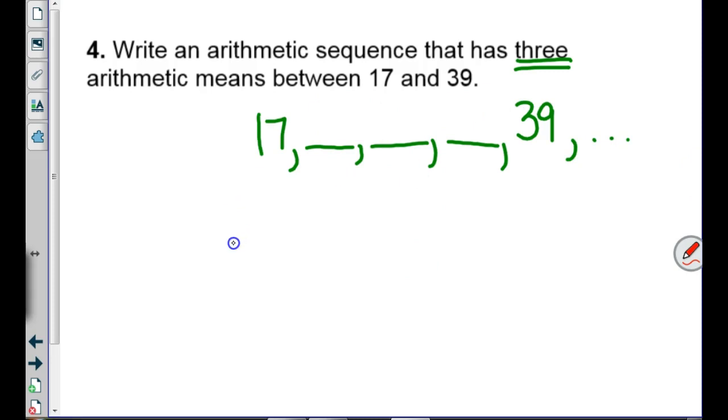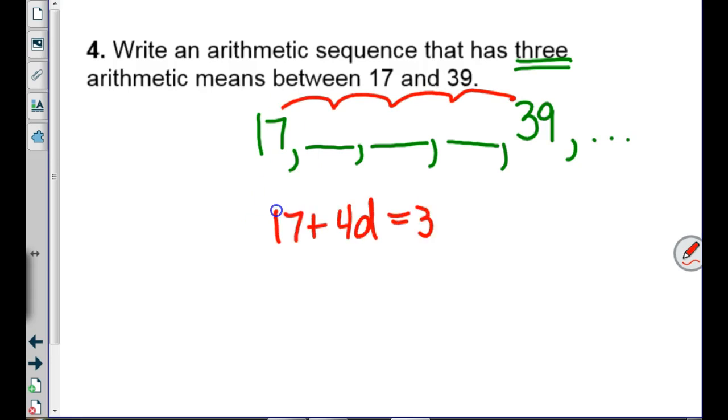So what do you want to say? How many differences did they add? 1, 2, 3, 4 differences were added, and it became 39. Algebra 1 skills: subtract, divide, and what do we get?